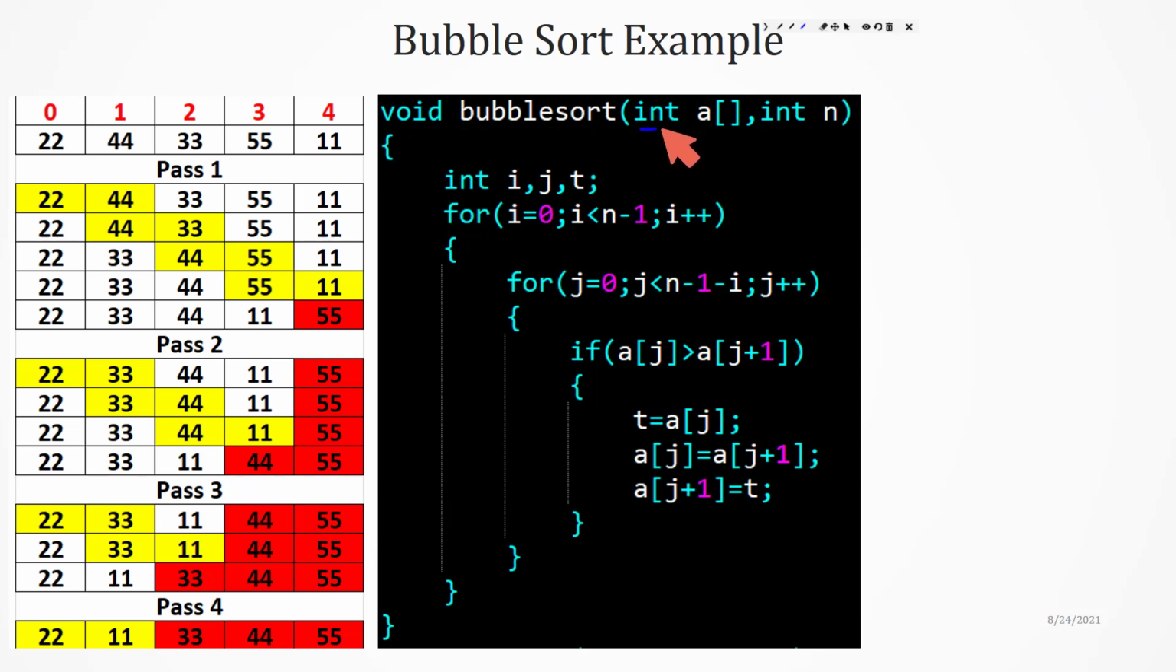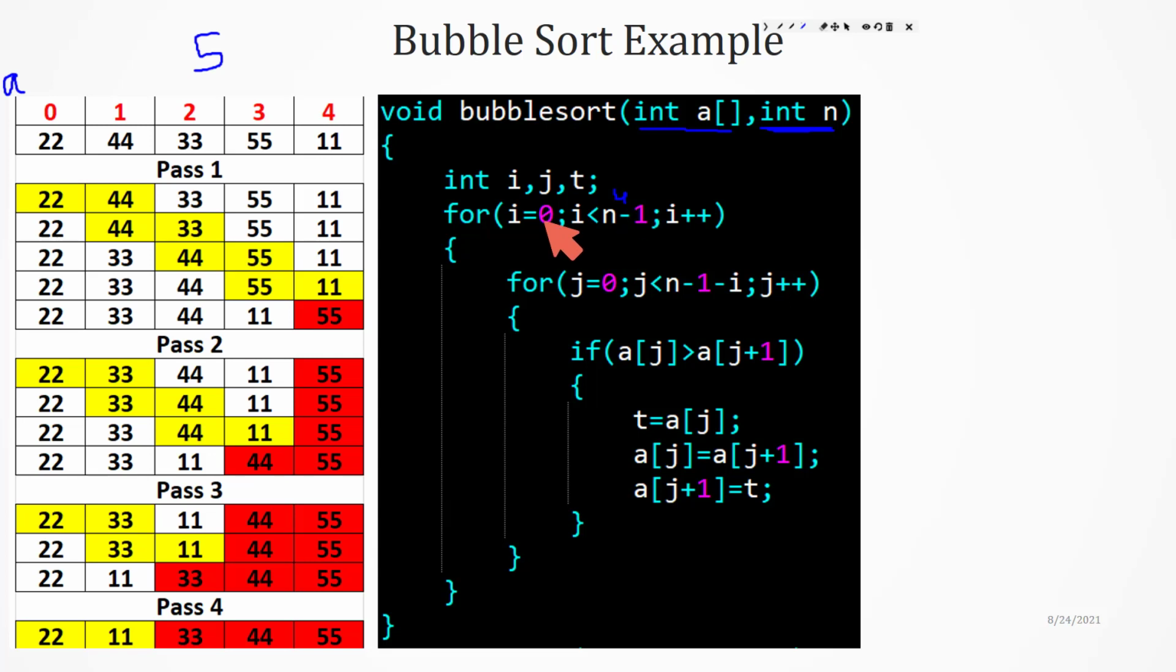So bubble sort has two inputs, an array and the number of elements. Just imagine this is the array A and here the number of elements is 5. I have three variables i, j and t. I have a for loop for i equal to 0, semicolon, i less than or equal to n minus 1. Here n minus 1 is 4.